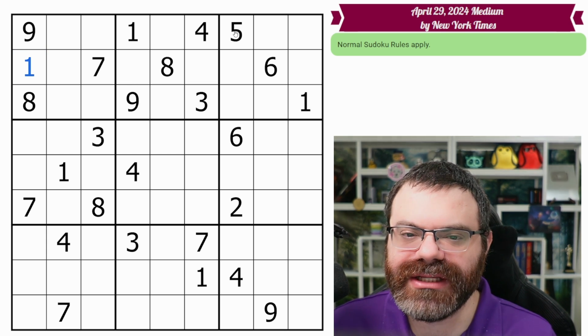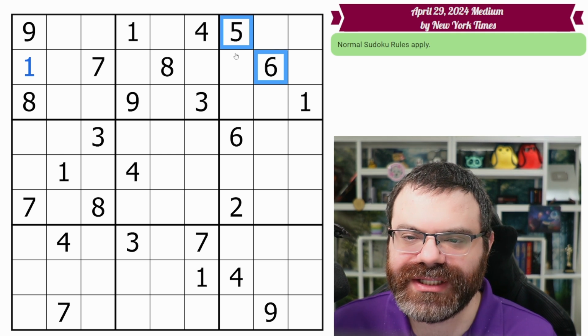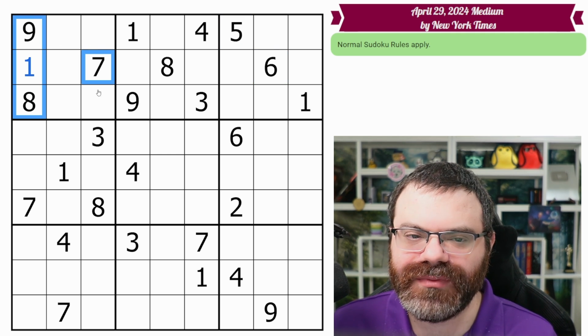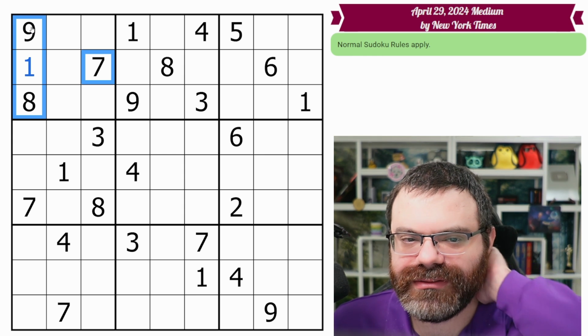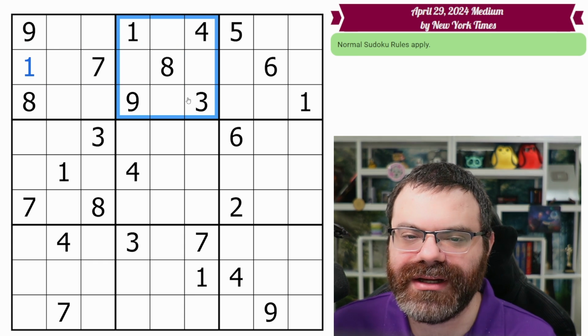Now we continue looking for repeated digits. So there are no 5s or 6s. So now I'm going to take the box with the next least number of digits in it. We can ignore the 1. We already took care of it, right? So 7, 8, and 9. I just have to compare it against this box.